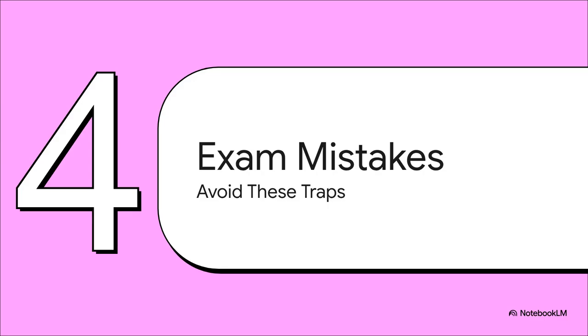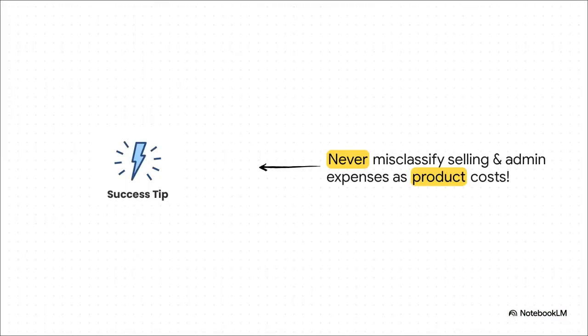Okay, section 4, avoiding common exam mistakes. Understanding the flow is great, but let's look at the specific traps candidates always seem to fall into when they're sweating it out on test day. Pay really close attention to this one. It is incredibly common for test takers to accidentally lump an administrative expense, let's say depreciation on the corporate headquarters building, into inventory. If you do that, you'll completely wreck your cost of goods manufactured and cost of goods sold calculations. Just remember, if it doesn't happen in the factory, it is not a product cost, period.